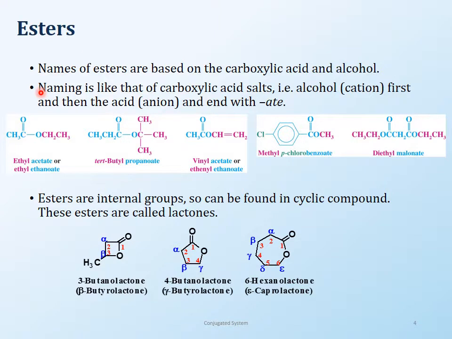Naming the esters is like naming salts that we've learned previously in the acid chapter, which means that you name the alcohol first, which is kind of like a cation, because we consider esters to be like an acid-base reaction. So the alcohol is considered to be like the cation, and then the acid part will be named as an ate. For example, in this first one, here we have an ethyl group, so this is ethyl, and then the fragment from the acid is ethanoic, coming from ethanoic acid, so it's ethyl ethanoate or ethyl acetate.